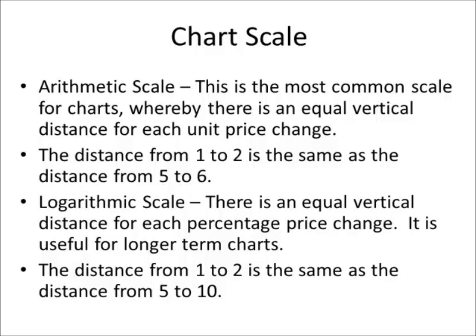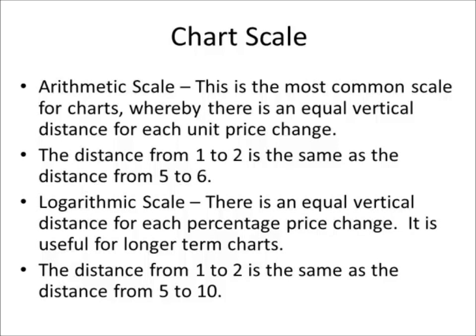An arithmetic scale, and this is the most common scale for charts, and probably the one that we're most used to, has an equal vertical distance for each unit price change. What does that mean? On a vertical scale, the scale on the y-axis going up and down, which represents the price of the stock, the distance between units 1 and 2 is the same as the distance between units 5 and 6. So there's an equal distance between each unit price change.